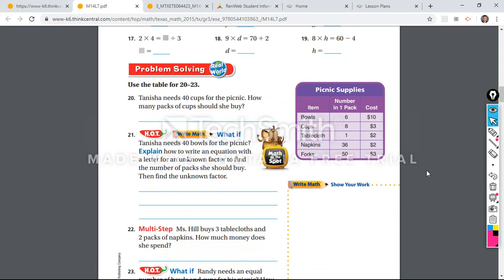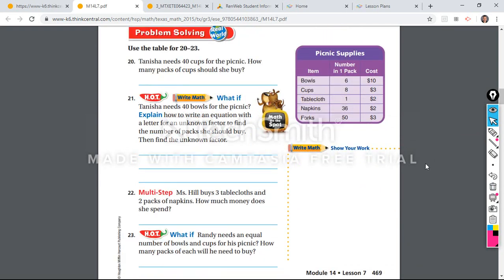So now let's look at the table. We're going to use that to answer questions 20 to 23. So let's look at the first one. Tanisha needs 40 cups for the picnic. How many packs of cups does she need to buy? So she needs 40.